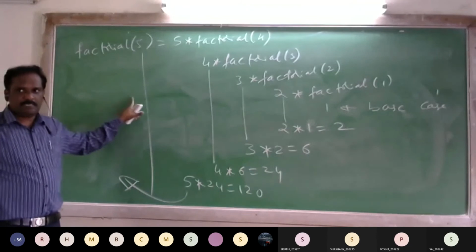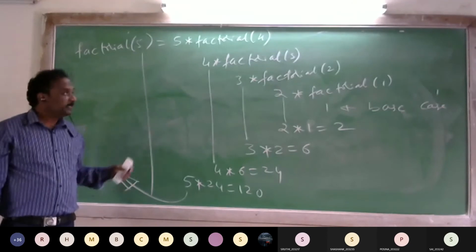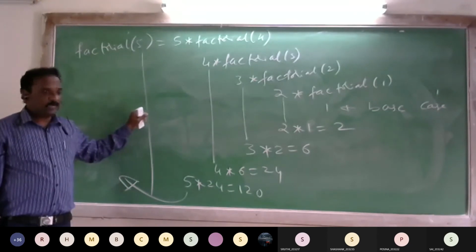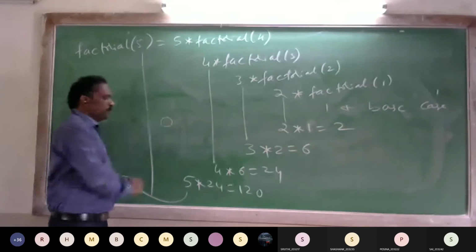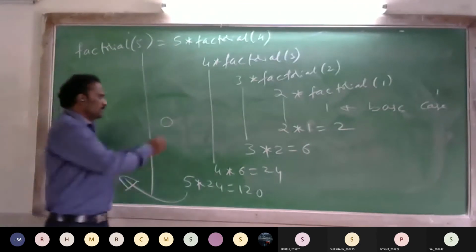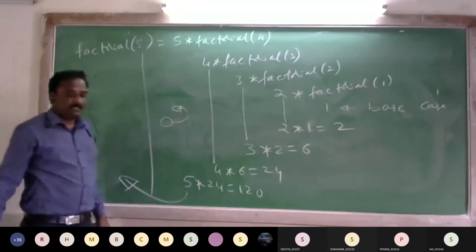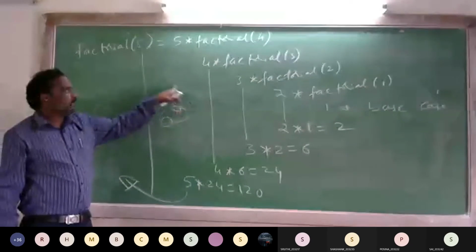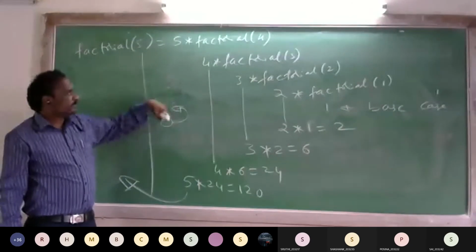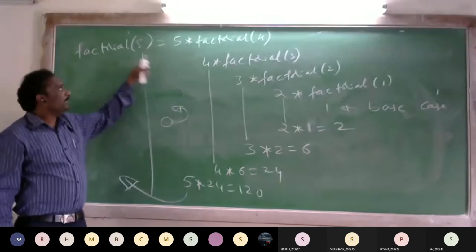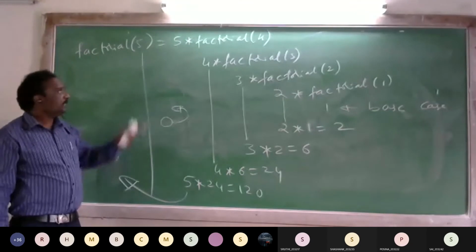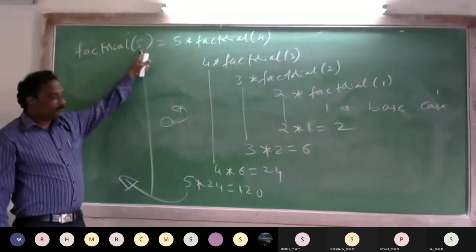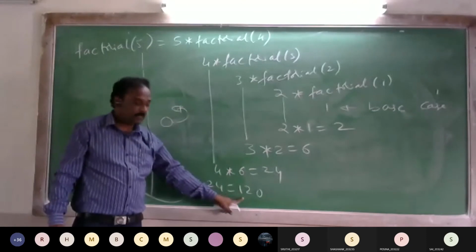So the bigger problem is divided into smaller parts until we get the solution for the small solution. We use that small solution to solve the next bigger problem. So this is recursively repeated until we get the final solution. Here the final solution for this factorial of 5 is 120.